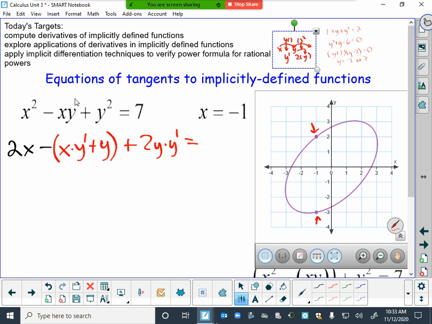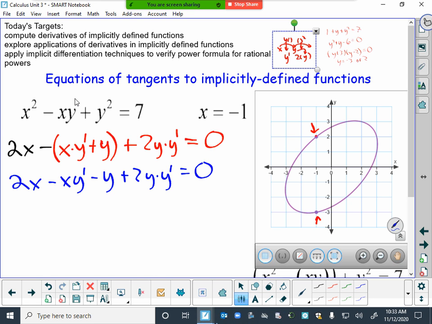Don't make this mistake. Don't say equals 7. We've got to do the derivative on the other side as well. Derivative of 7 is 0. And so I'm going to distribute the negative through here, and we'll take a look at what we've got. We've got 2x minus xy prime minus y plus 2y times y prime is equal to 0.